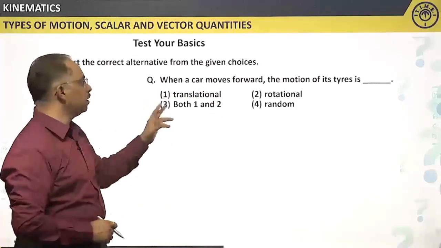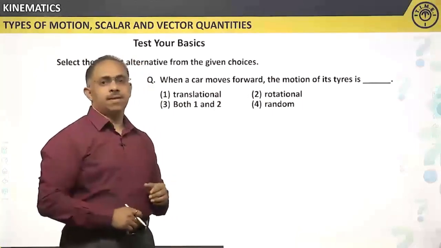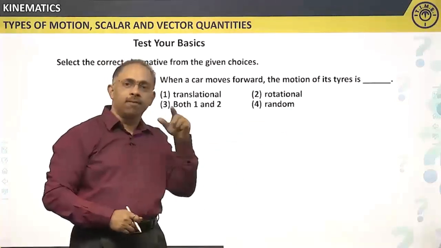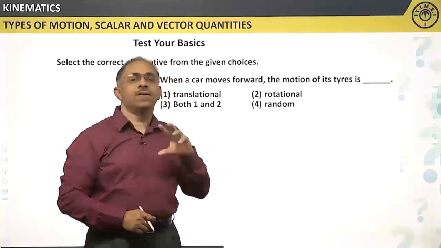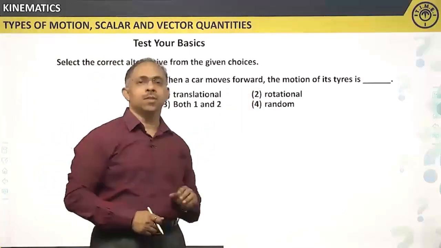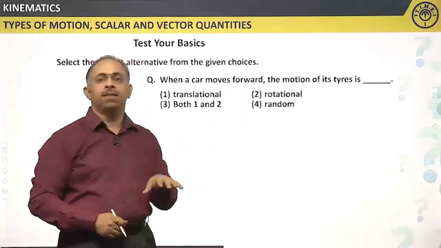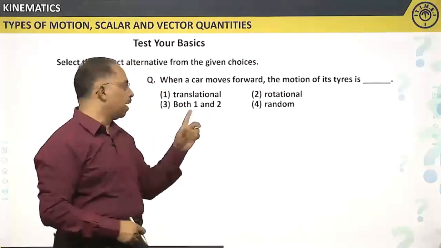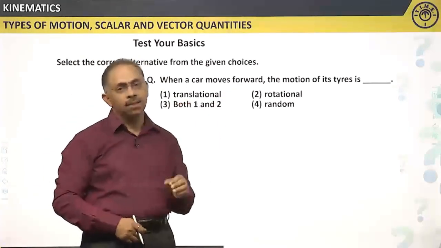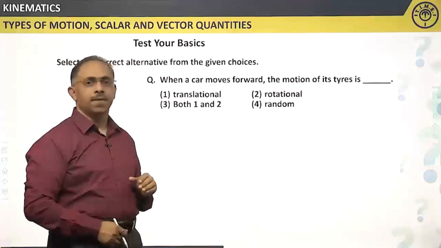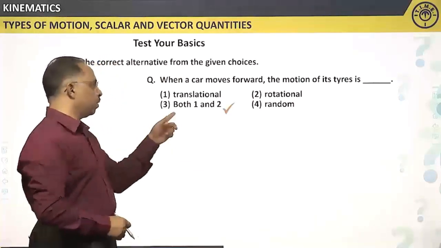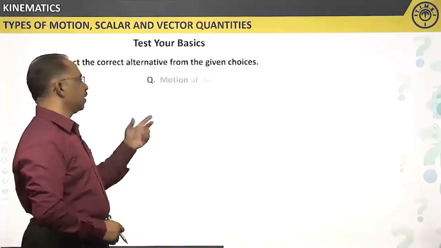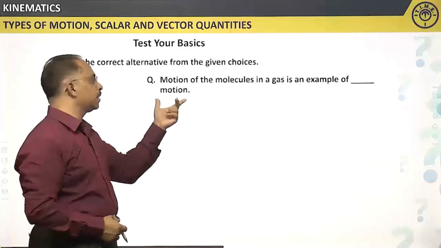What do you think about the motion of the tires? When a car is going in the forward direction, tires have to rotate, right? So, when they are rotating, that means they will have rotational motion. But at the same time, they are also going in the forward direction, right? So, this implies that they will have both translational as well as rotational. So, what will be the answer? Yes, it is both 1 and 2. Clear? So, next one. Let us see the next question here. Motion of the molecules in a gas is an example of dash motion.